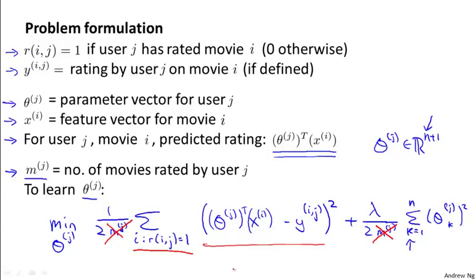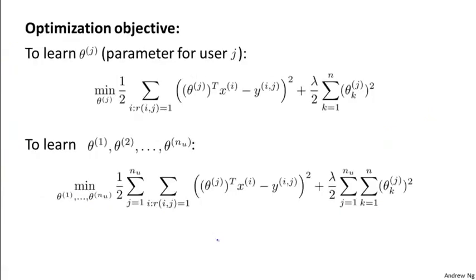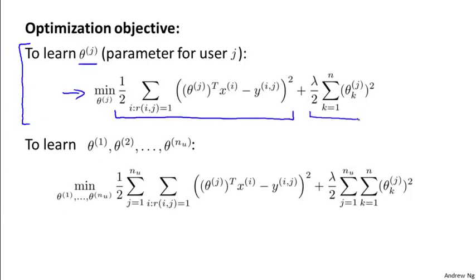If you imagine taking this whole expression and multiplying it by mj, getting rid of that constant, and minimizing this, I should still get the same value of theta j as before. So just to repeat what we wrote on the previous slide, here's our optimization objective. In order to learn theta j, which is the parameter for user j, we're going to minimize over theta j this optimization objective. This is our usual squared error term, and then this is our regularization term.